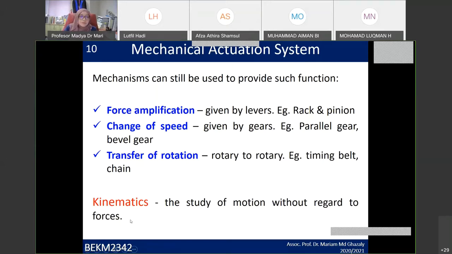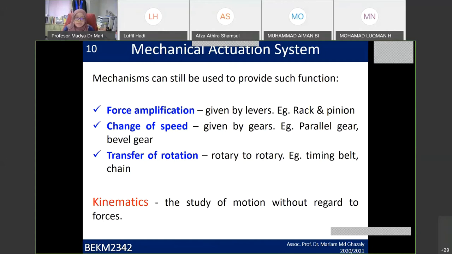Okay. So kinematics is the study of motion with regard to forces. But in this topic, you're not going to get more on kinematics. Later on, you will have a subject on kinematics and dynamics. This is where you will learn all of the calculation of motion with regard to force. So this subject is where you get the basic fundamental understanding about all of the components in the machine.